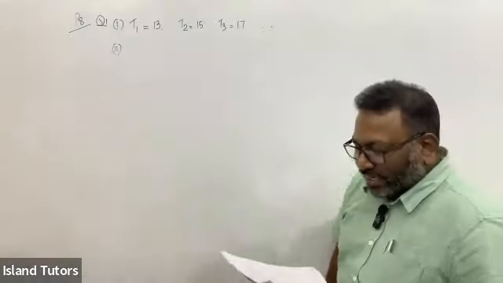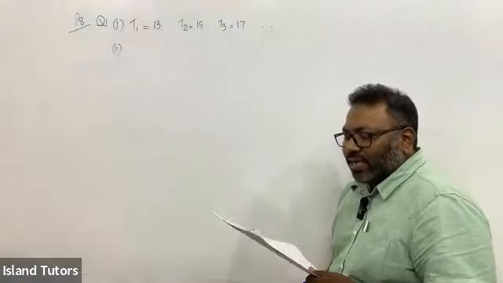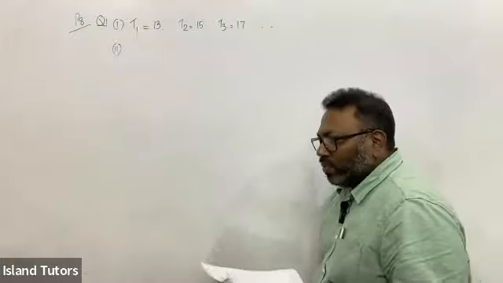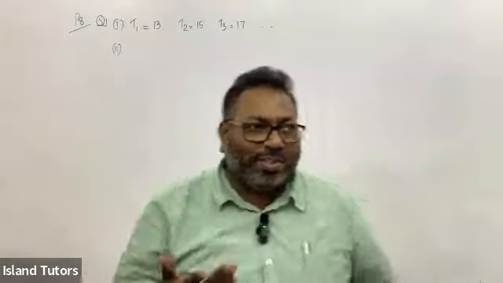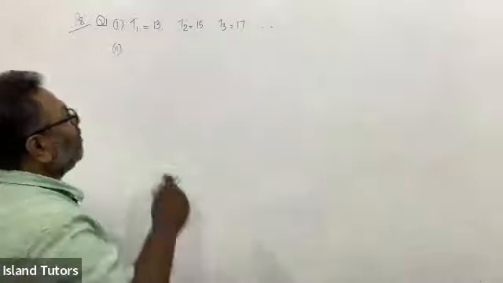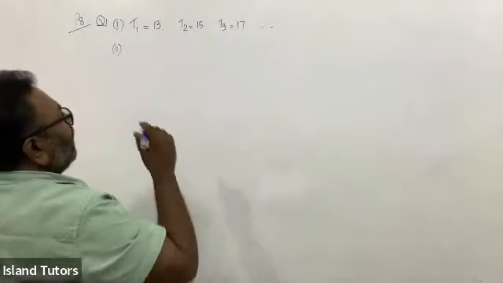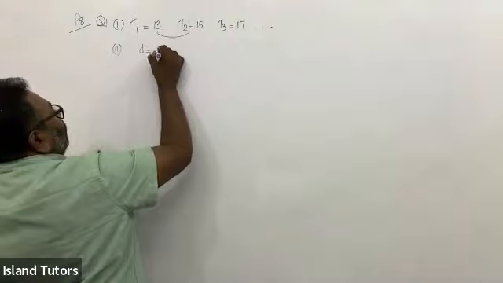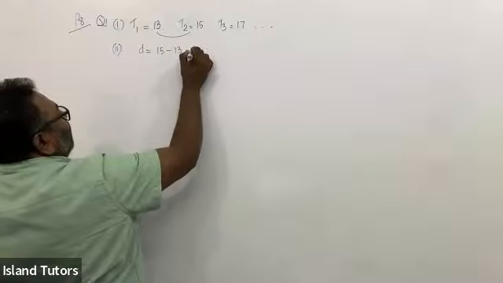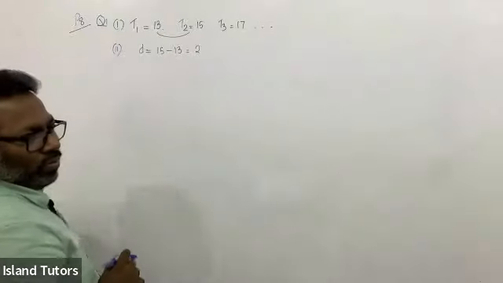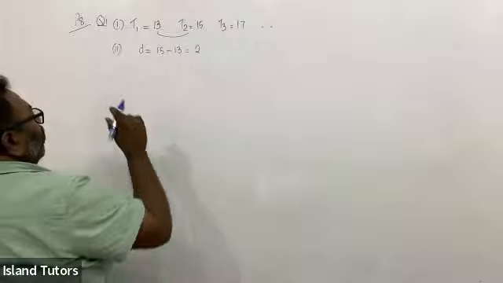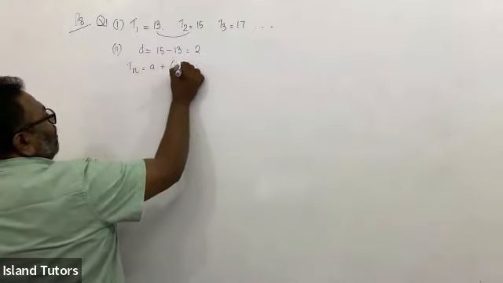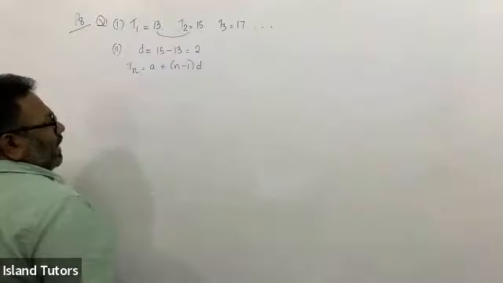Okay. Then they are saying how many flowering shrubs are there in the 28th row. So first what we'll do, we will find the general term. So how do you find the general term? You take the difference. What is the common difference? Difference is 15 minus 13, which is 2. Okay. So Tn is equal to a plus n minus 1 times d.